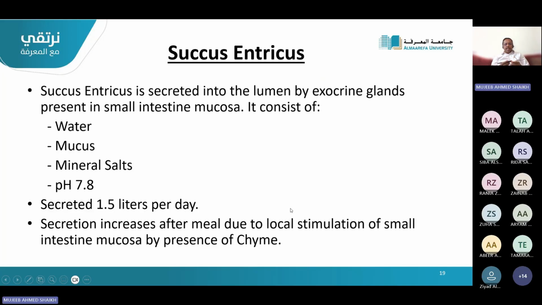What does this succus entericus contain? What is the constituent of the intestinal juice? First one is water. Maximum amount of water is there. Mucus is there. Mineral salt is there, and the pH is alkaline. You have seen gastric juice has acidic pH. Here the pH is alkaline. Why could it be alkaline? Any idea?